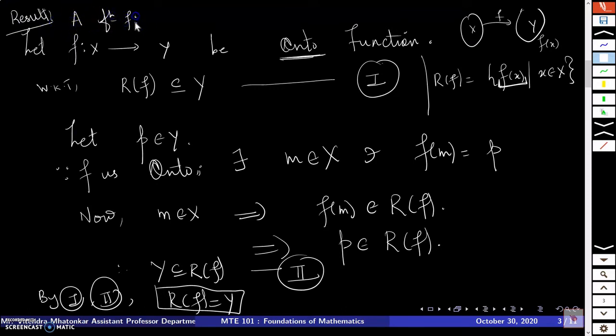A function f from X to Y is onto if and only if the range of f is equal to the codomain Y. Okay, so this is one way. We started with the onto function and we showed that the range is equal to the codomain. You can also start with the range equal to the codomain and show that this function is onto. The other side I will leave as an exercise. You can try. That's straightforward, nothing much to prove in that.